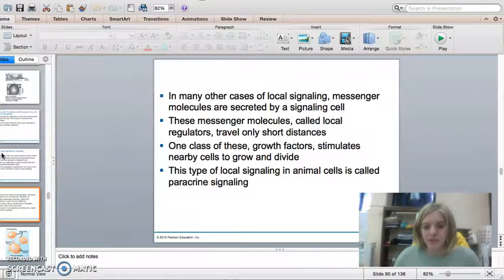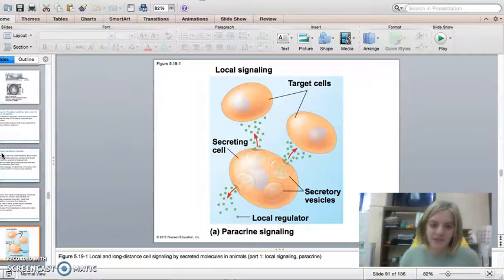There are some other types of local signaling where messenger molecules are secreted by a signaling cell and they can travel very short distances. So one example of these are the growth factors, which are going to be important because we'll see how growth factors are responsible for telling cells when to grow and or divide. And this is one example of what's known as paracrine signaling. So you can see with paracrine signaling, these signaling molecules get secreted by the vesicles, and they can travel a short distance to the target cells to tell them what to do next.